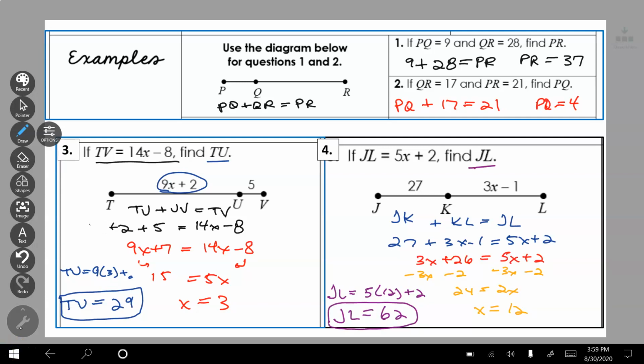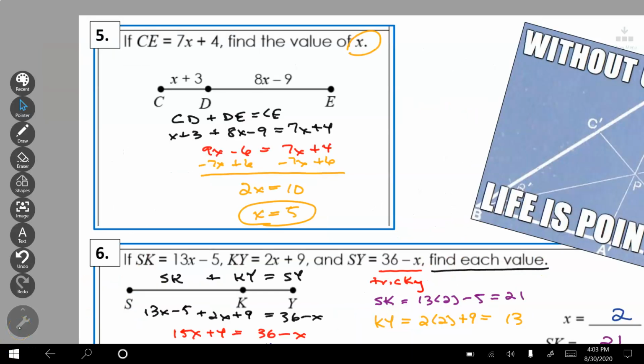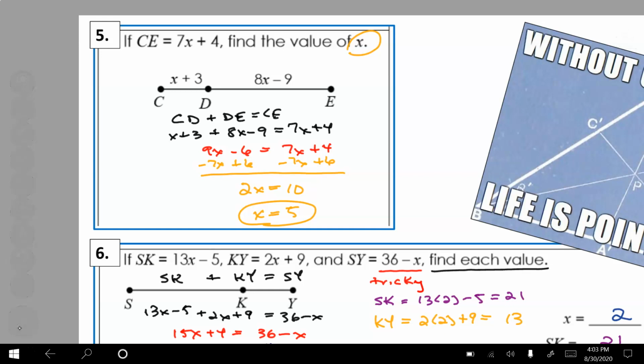So finishing off the rest of the problem using my algebra skills, you can see that I was able to solve for x is 12 and plug it back in and get JL equals 62. On the next page, I want you to do those problems on your own and come back to the video and see how you did. So you can see in number 5, I set it up by doing my segment addition, putting in the variables, and this one was easy. All I had to do was solve for x equals 5.